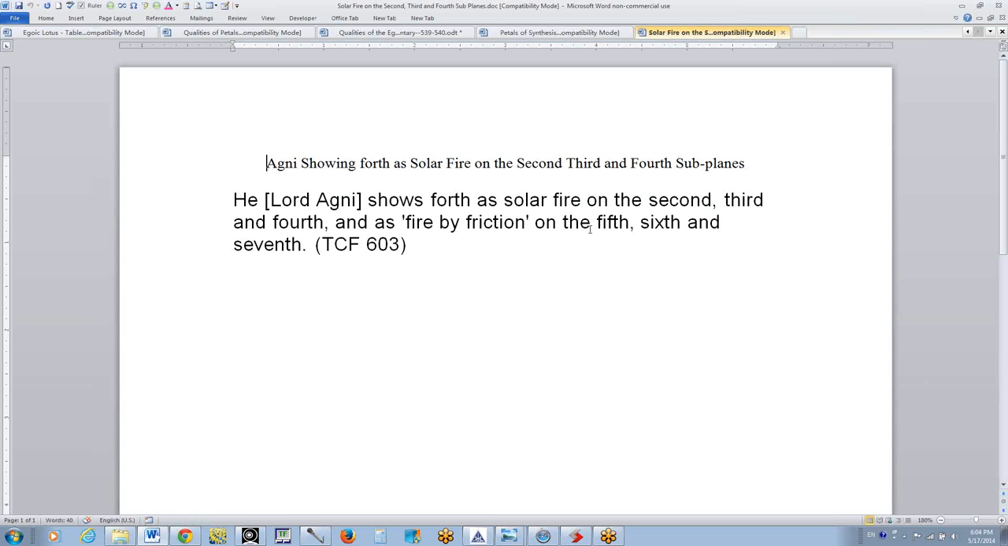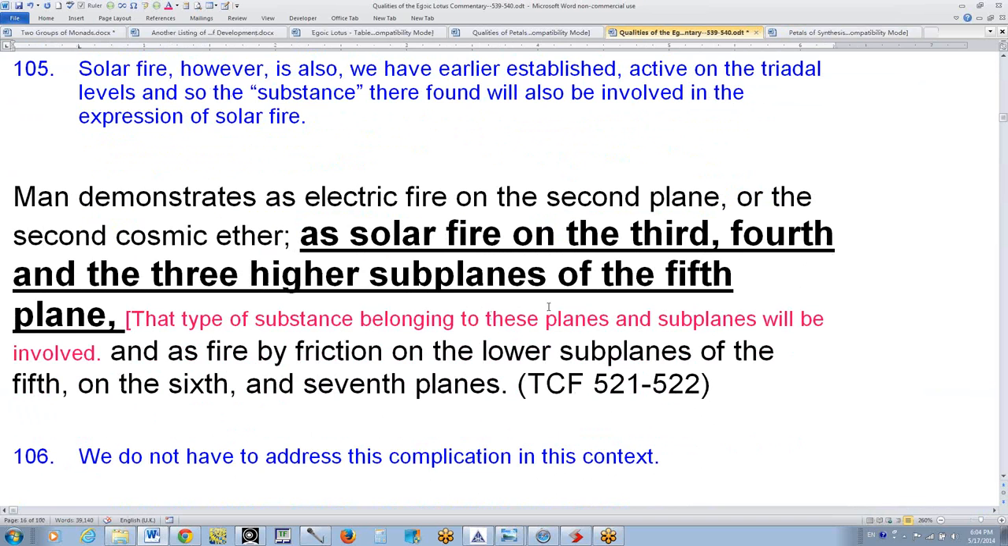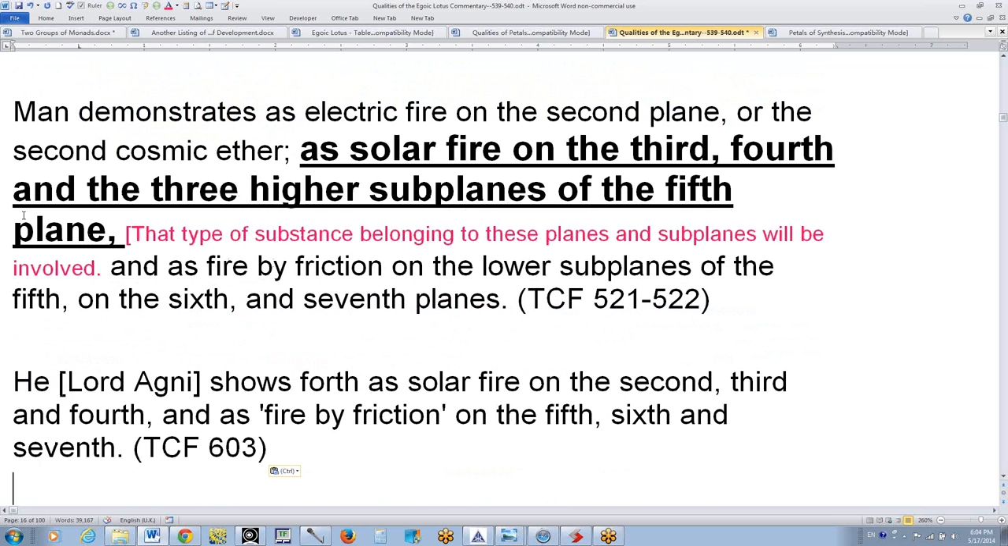Now remember what was just said before about the third, fourth, and part of the fifth. Now Lord Agni shows forth as solar fire on the second, third, and fourth, and as fire by friction, at least from the solar-logoic point of view, from the fifth, sixth, and seventh. So I think this is a solar-logoic point of view. I'm just going to copy it, and I'll put it into our references here, and we'll say additionally.